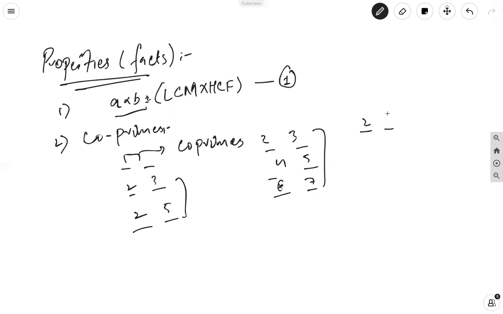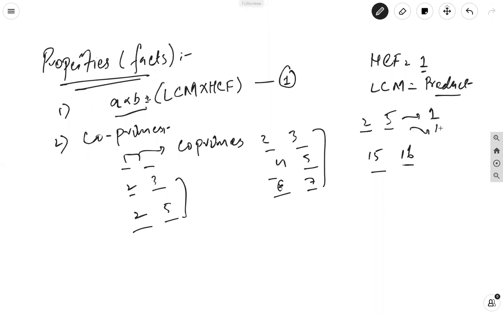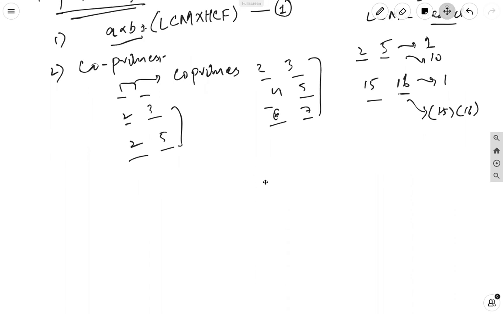These could be, suppose, 2 and 5. Or these could be 15 and 16 in a row. Doesn't matter. But the property is, for these, the HCF will always be equal to 1 and the LCM will be equal to the product of these two numbers. Right? For 2 and 5, their HCF is 1 and their LCM is 10. For 15 and 16, their HCF is 1 and their LCM is just the product of 15 and 16. Right?